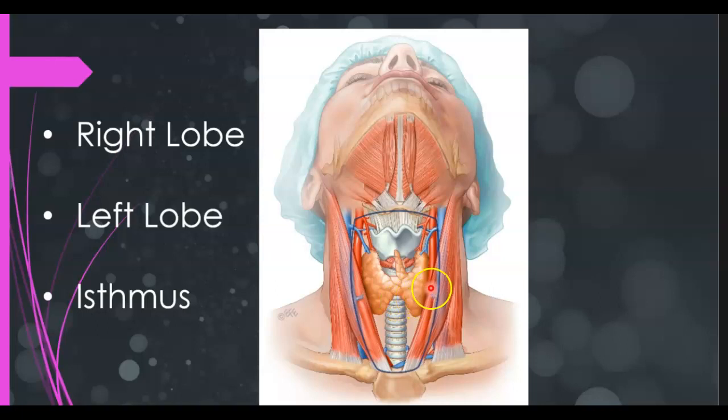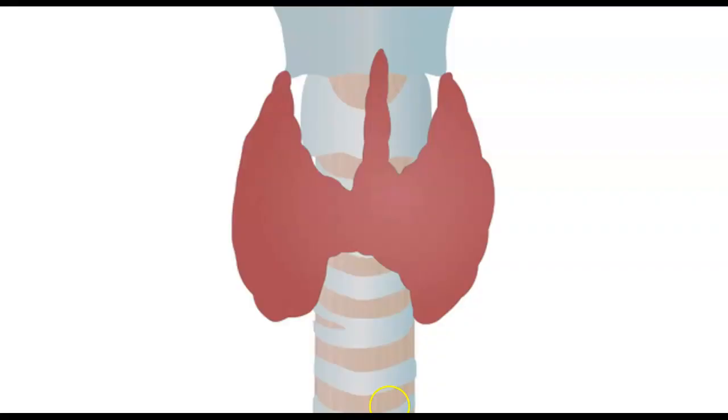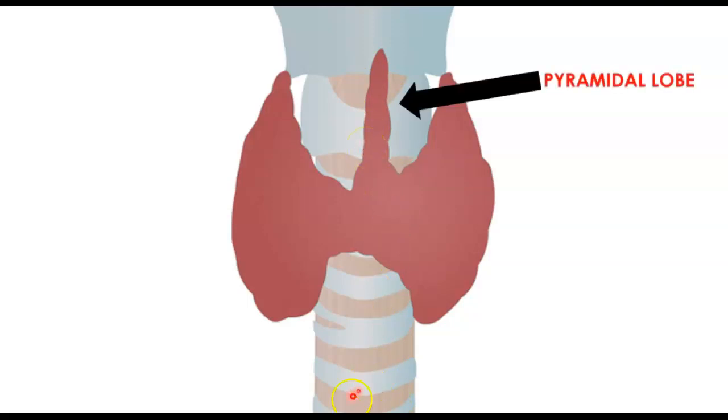These lobes are going to wrap around the trachea and the esophagus laterally. And this little piece here that connects the two lobes is going to be referred to as the isthmus. Sometimes there may be a small finger-like projection that arises up from the isthmus, tapering up superiorly. This is called the pyramidal lobe. This is just a normal variant. It may or may not be present, but it's just something that you need to be aware of.